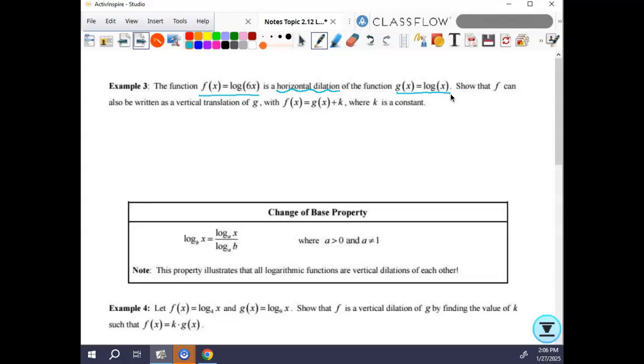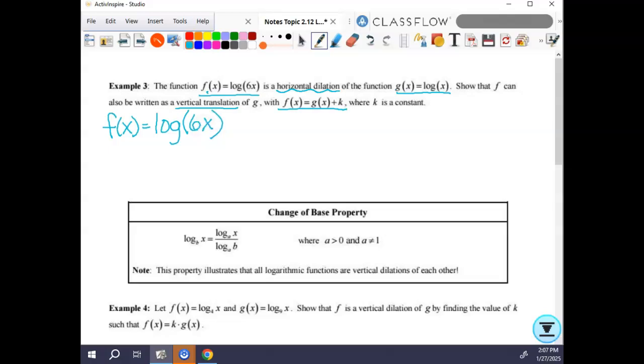Okay, so it says to show that f can also be written as a vertical translation of g, looking like that, where k is a constant. So basically with logs, every horizontal dilation can be rewritten as a vertical translation. It's just the nature of the graph, and it's kind of weird how that works. So I'm just going to rewrite that first. F of x is equal to log of 6x.